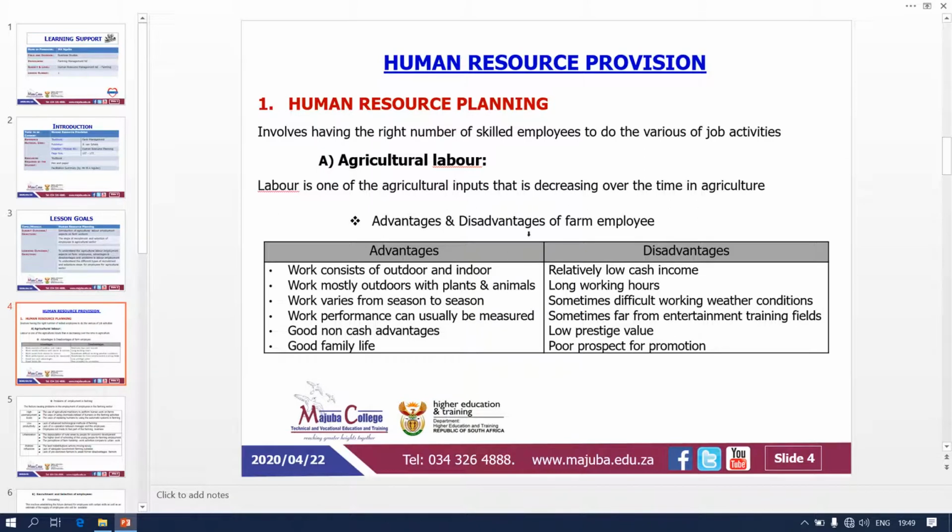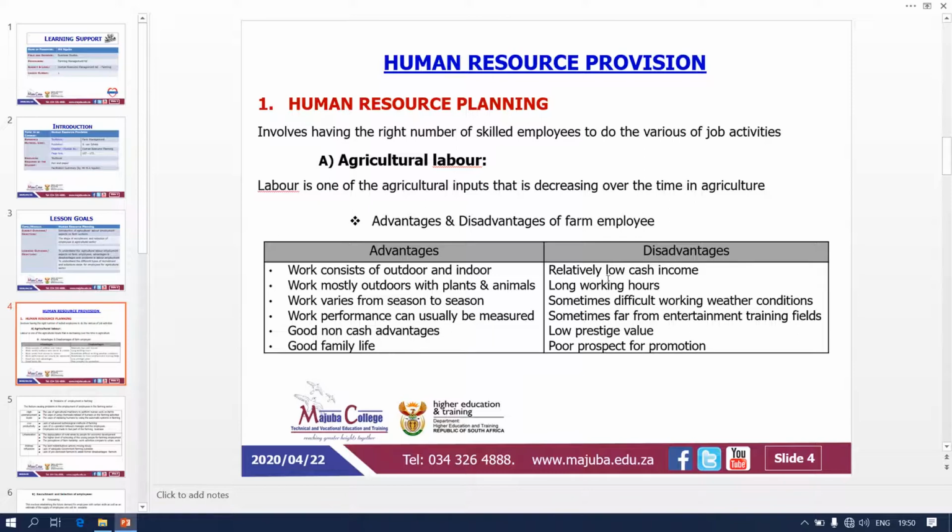All right, let's look at being a farm worker first. What are the advantages, even with the decline? Work consists of outdoors and indoors activities, but most of the work is outside. They work with plants and animals. The work varies from season to season. Work performance can usually be measured. There is a good non-cash advantage, so they are not exposed to cash, but they are exposed to the activities. Good family life. Remember, a farm worker can stay with the family on the farm, if you still remember that.